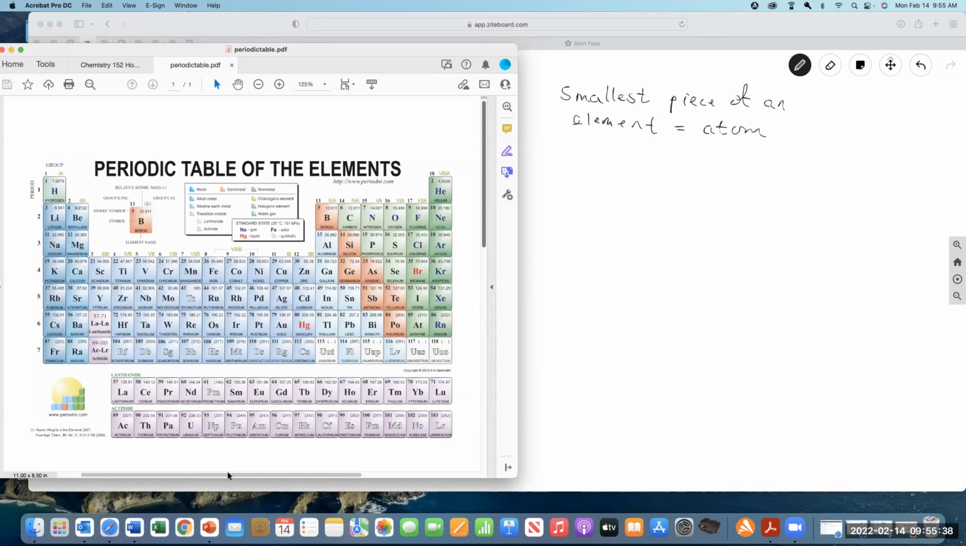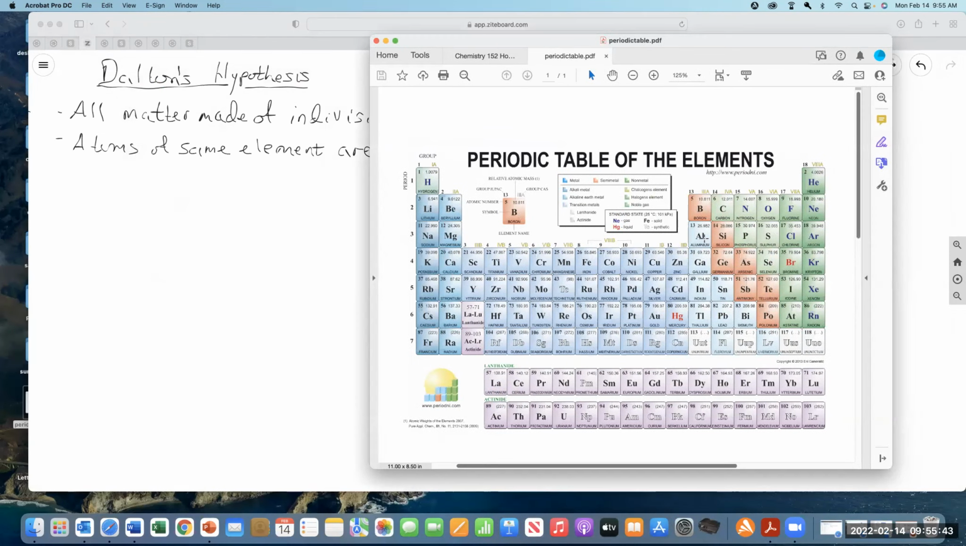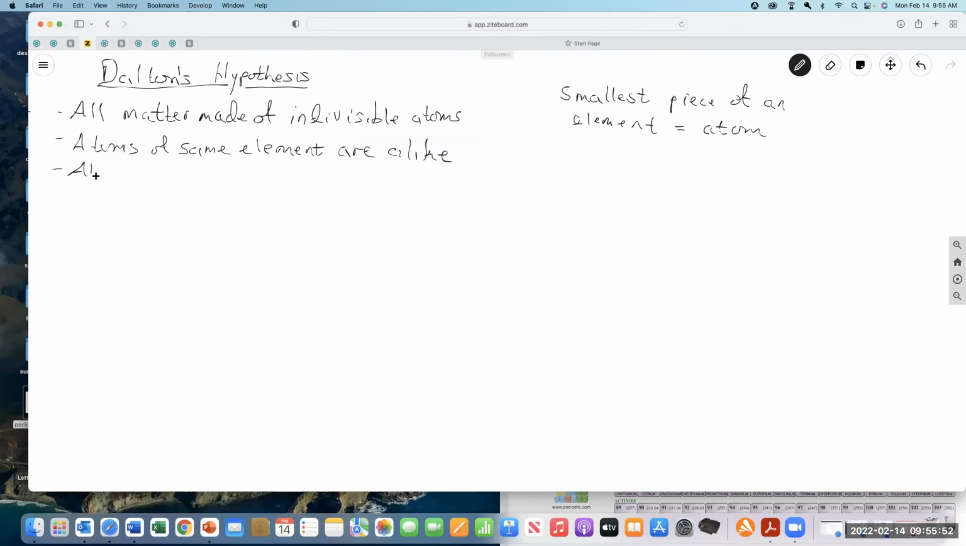So what this means though, atoms of the same element are the same. That means that all aluminum atoms are the same, all iron atoms are the same, all right? Atoms of different elements are different. Kind of sounds silly to say it, but this is in the 1800s. Someone had to say it first.